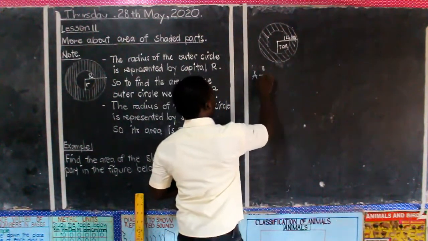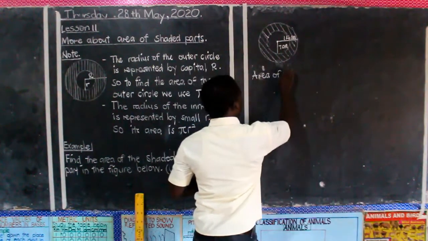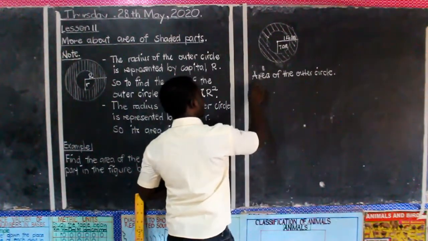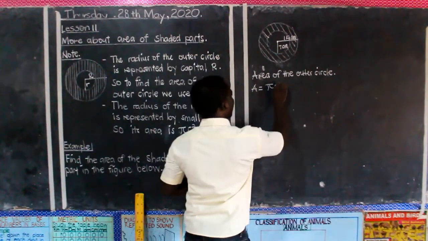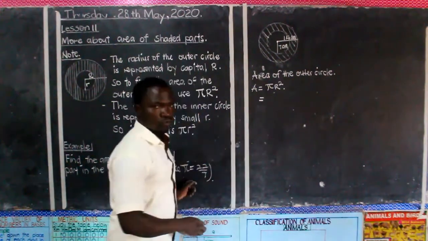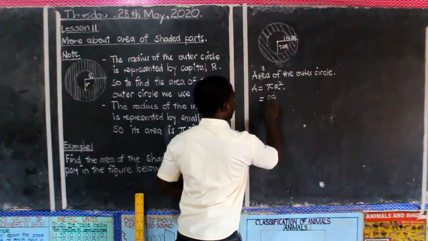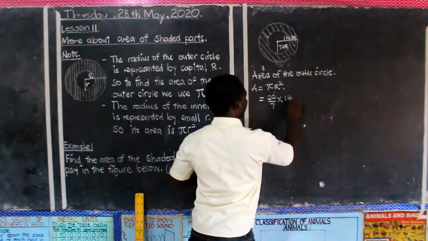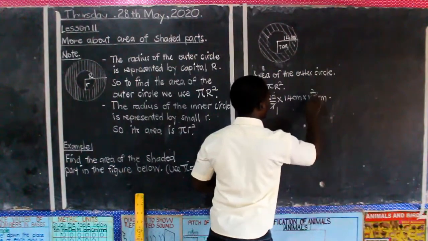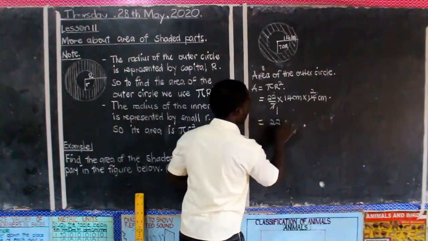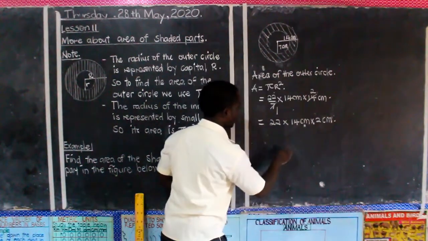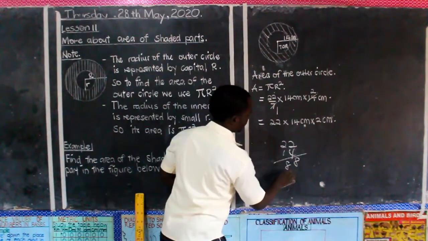Quickly, we shall say area of the outer circle. So we say the area of the outer circle equals pi R squared. We shall continue with the pi given of 22 over 7. So we shall say 22 over 7 times the radius of 14 centimeters times 14 centimeters. 7 once, and 7 here, we shall have 2. So if we multiply, we shall say 22 times 14 centimeters times 2 centimeters. So let's multiply 22 times 14.